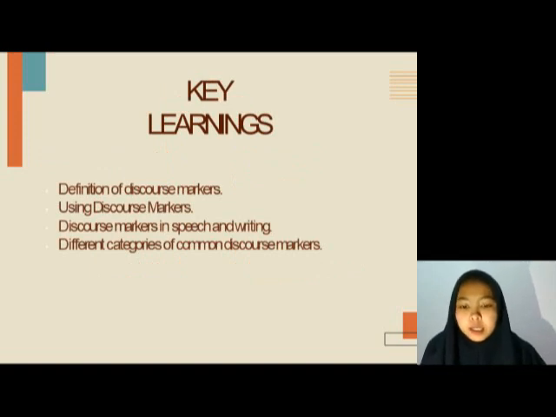We will be discussing the definition of discourse markers, then using discourse markers, then discourse markers in speech and writing, and lastly the different categories of common discourse markers.